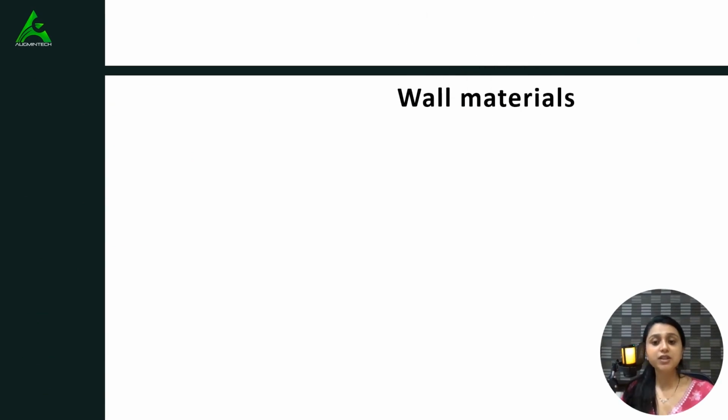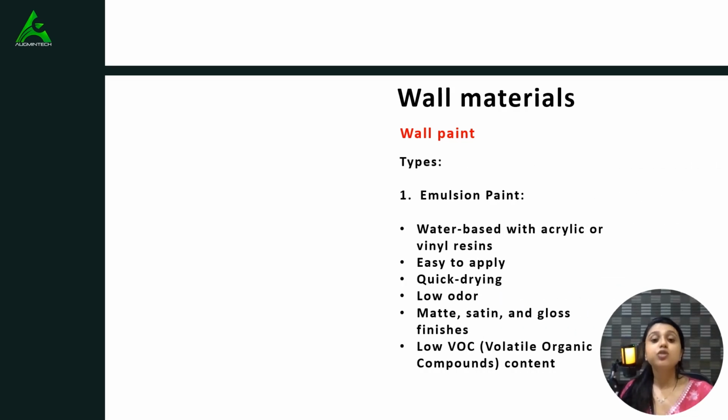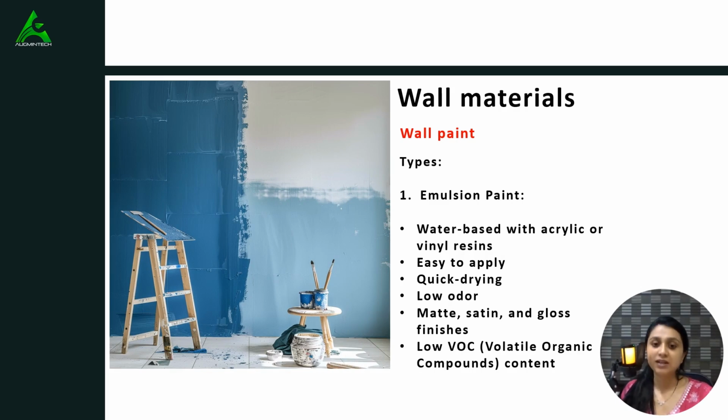So the first type of material that we are going to talk about is the most important one, which is wall paint. Now, wall paint is the most commonly used material for walls. This is something we do for most of the spaces that we design, right? So, there are different types of paints, and based on your need and the kind of space that you're using, you will choose your wall paint.